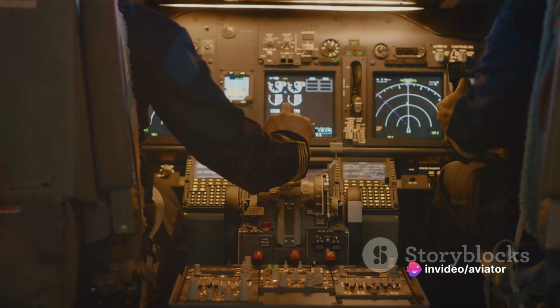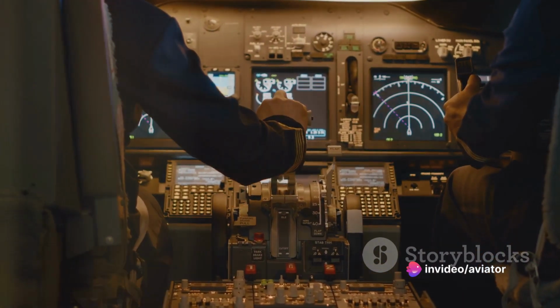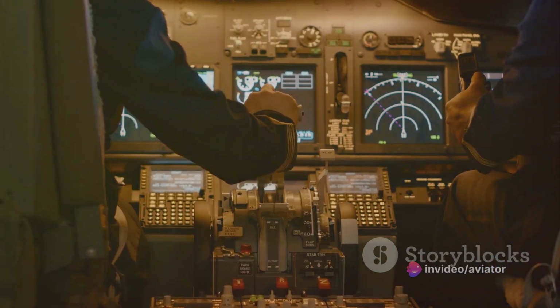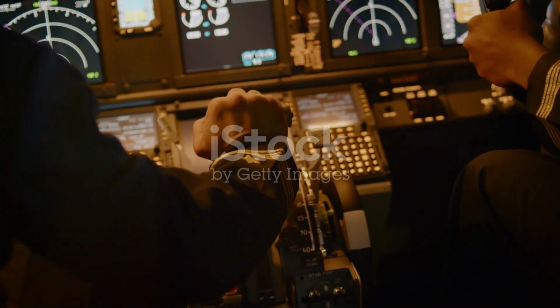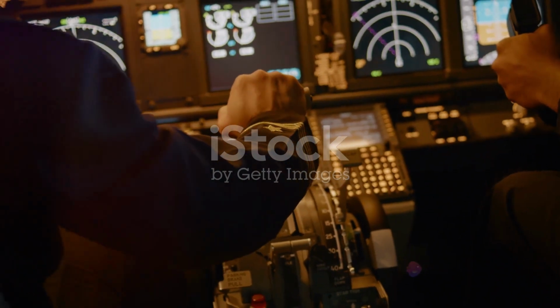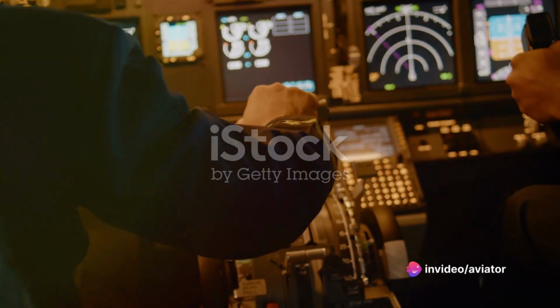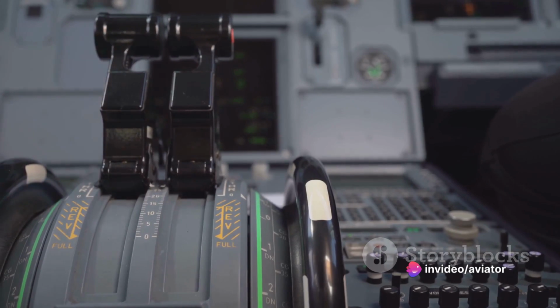At the same time, pushing or pulling the yoke controls the elevators on the tail of the plane. These control surfaces move together, tilting up or down when the yoke is pushed or pulled. This changes the angle of the aircraft's nose, allowing it to climb or descend.